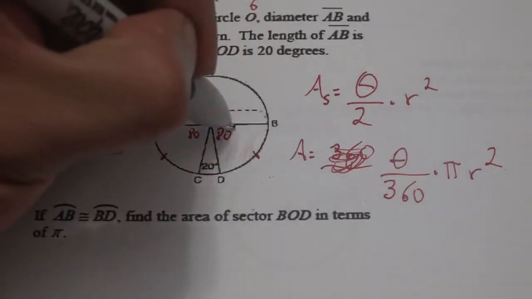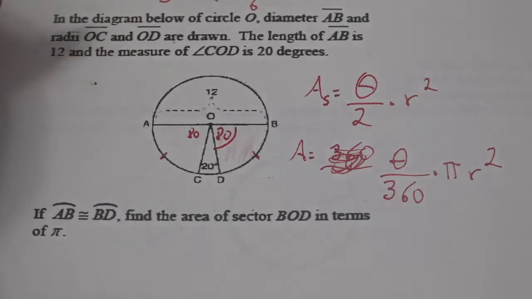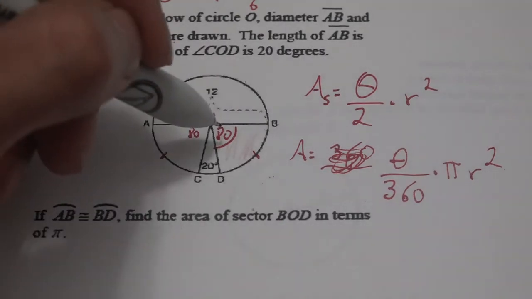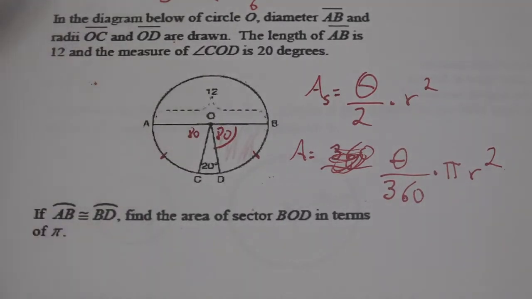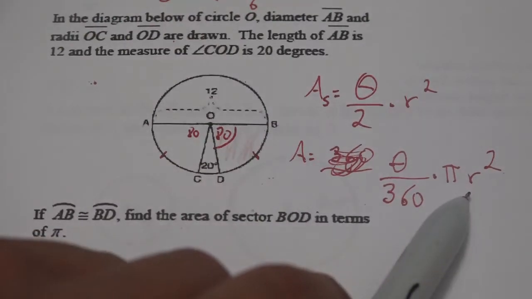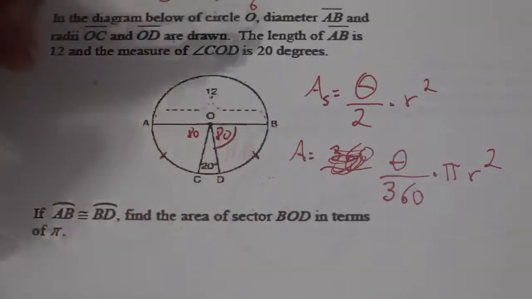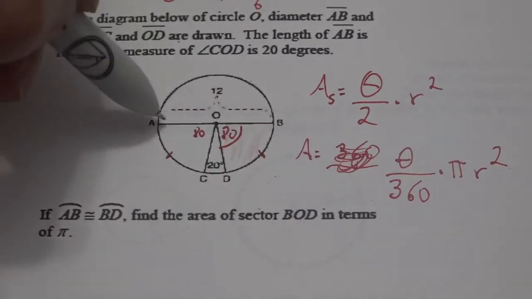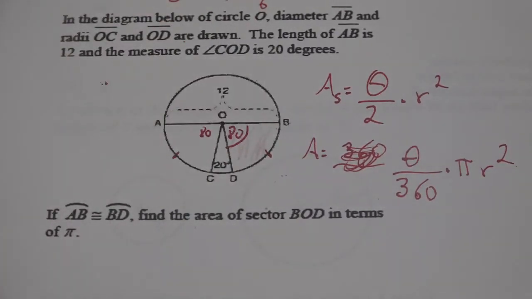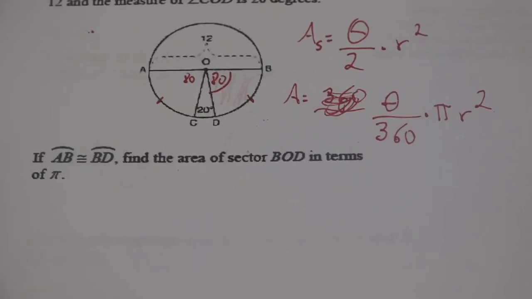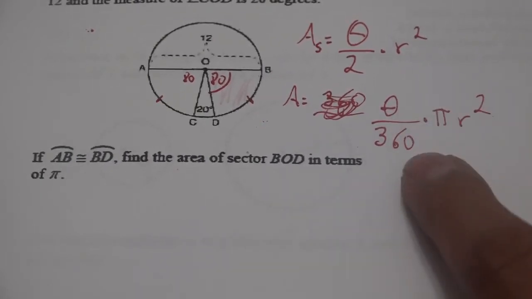So now I have theta in degrees, and I can figure it out now. Wait, I need the radius. Whichever formula I use, I need the radius. Fine. The radius is 6 because the whole diameter is 12 from what I'm seeing here. So let's set it up. I'm going to use the degree formula.